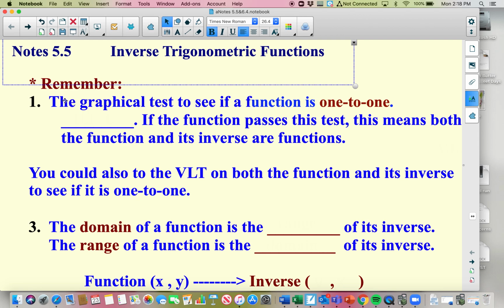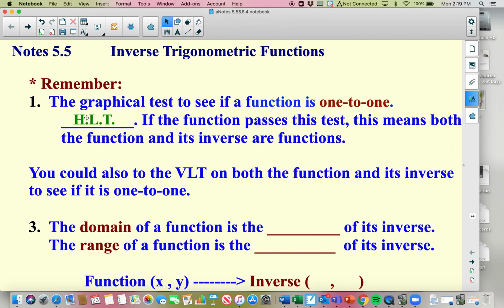The first is doing a graphical test to see if a function is one-to-one. Maybe you need to remind yourself that if a function is one-to-one, both the function and its inverse are functions. If you do the horizontal line test on the original function and it passes, then you know the function is one-to-one, which means both the function and its inverse are functions. You could also do a vertical line test on both the function and the inverse to see if it's one-to-one. That's just an extra step, though, more work that you would need to do.